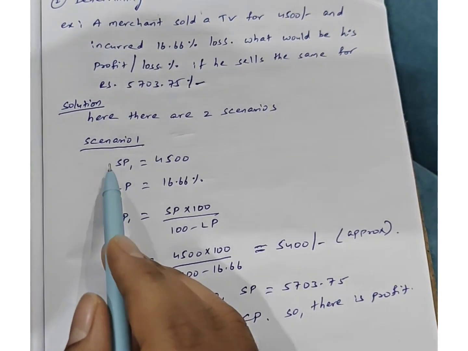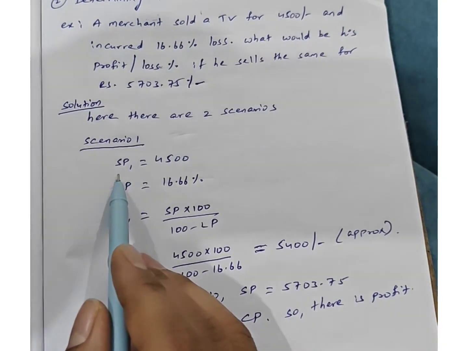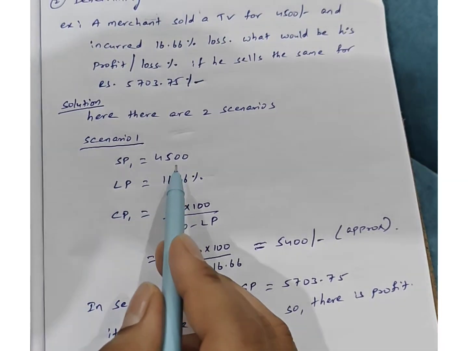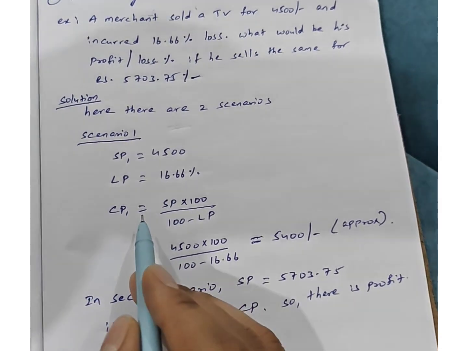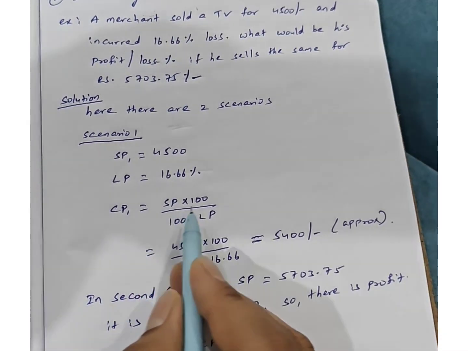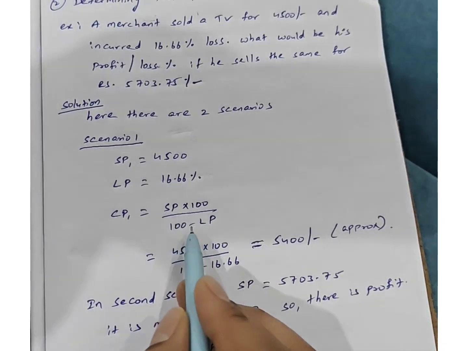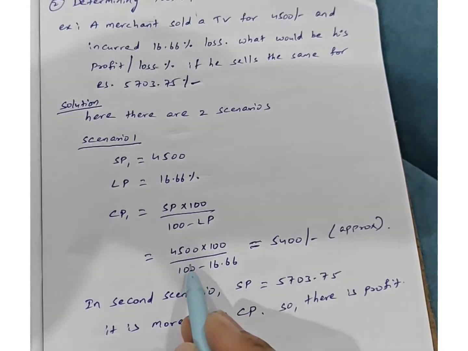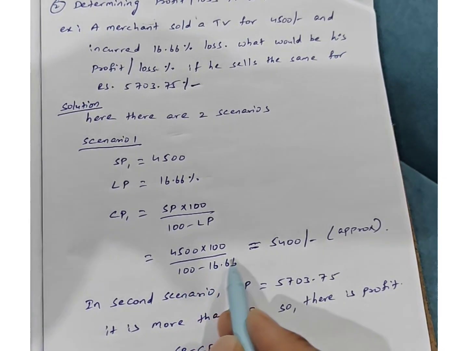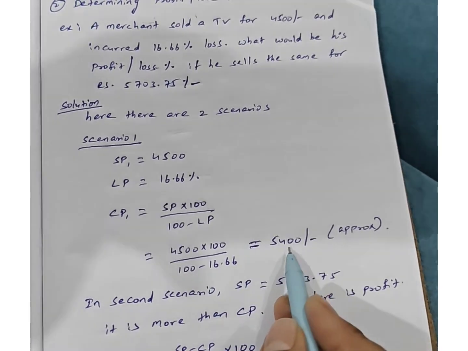Solution. Here there are two scenarios. Scenario 1: the selling price 1, in the first case he has sold it for 4,500 rupees with a loss percentage of 16.66%. For determining the cost price of the product, we do CP1 is equal to SP into 100 by 100 minus LP, and the cost price is almost 5,400 rupees.